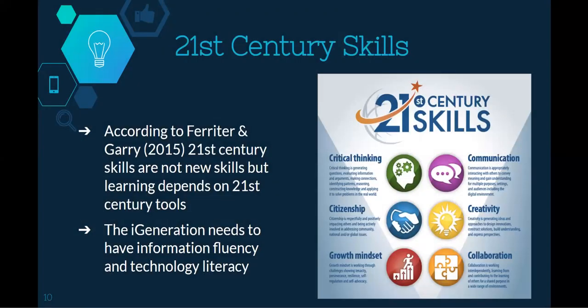Ferriter and Gary make a great point when he argues that 21st century skills are being marketed as the new, quote, elite skills, but they are essentially the same skills from 30 years ago. The ability to work with others, critical thinking, being creative, etc., are not new to American classrooms.